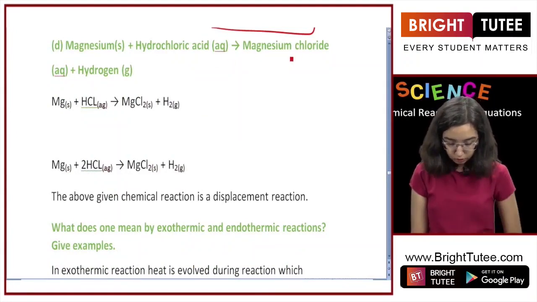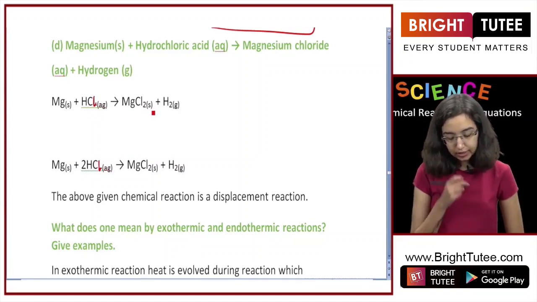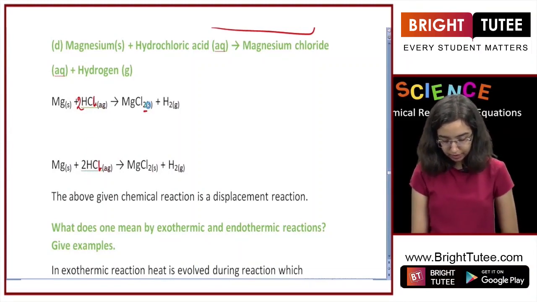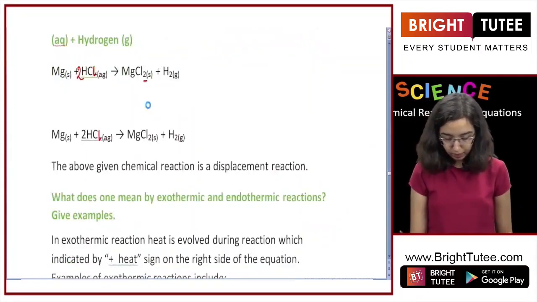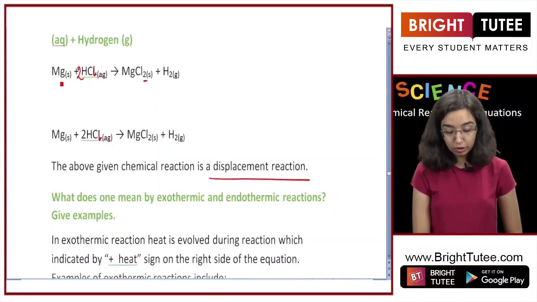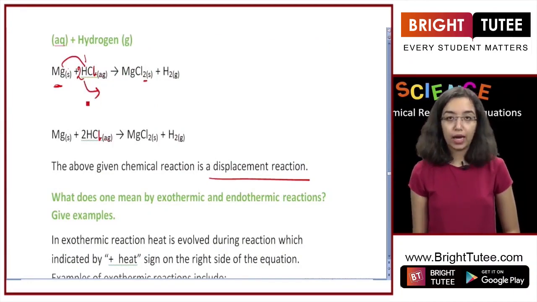So in this equation, what's happening is that Mg reacts with HCl to form MgCl2 plus H2. Again, this equation is not balanced. So for this, we need to add a 2 here, which will balance out the Cl, and by that the equation gets balanced. And this reaction is a displacement reaction because a more reactive metal, which is magnesium, is replacing hydrogen, a less reactive element.